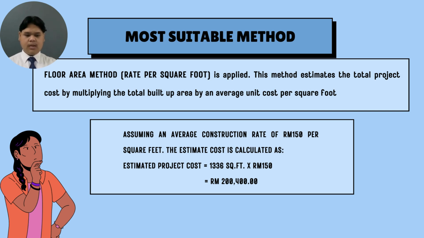This method estimates the total project cost by multiplying the total built-up area by an average unit cost per square foot. Assuming an average construction rate of RM150 per square foot, the estimated cost is calculated as 1,336 square feet times 150 ringgit, equal to 200,400.